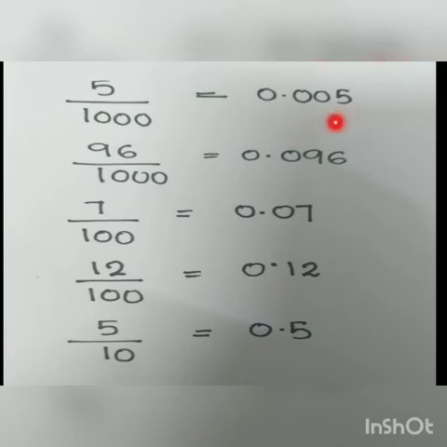0.005. Next, 96 by 1000. Here again 1000 has 3 zeros. So I said after the decimal point we need 3 places. Here in the numerator we already have 2 places. How many places do we need? 3 places we need. So in order to make 3 places, I have to add only 1 zero.